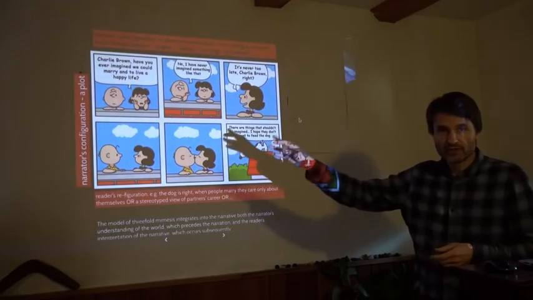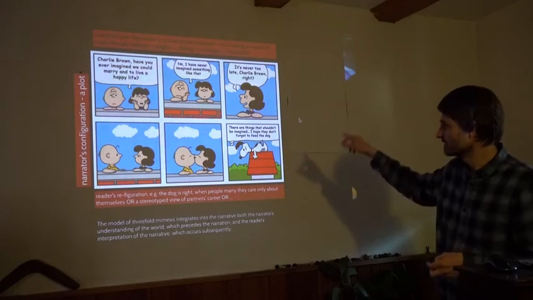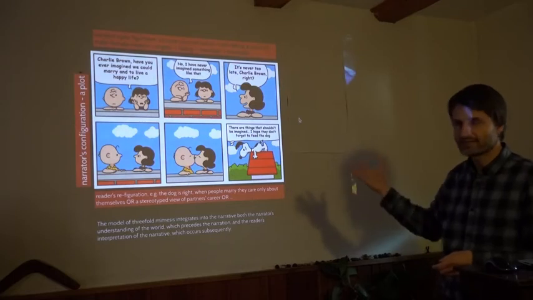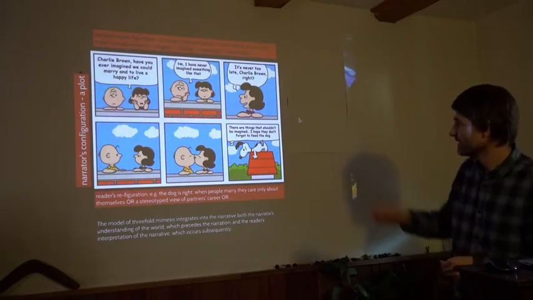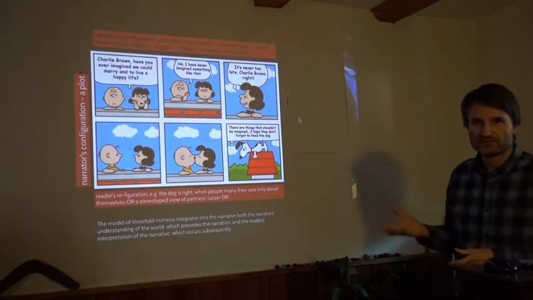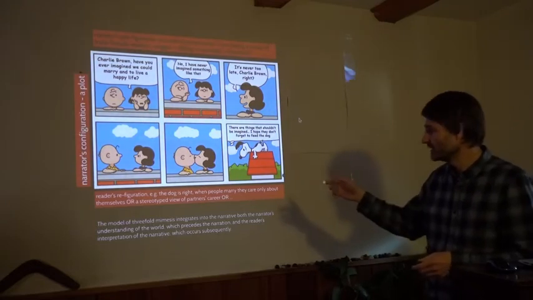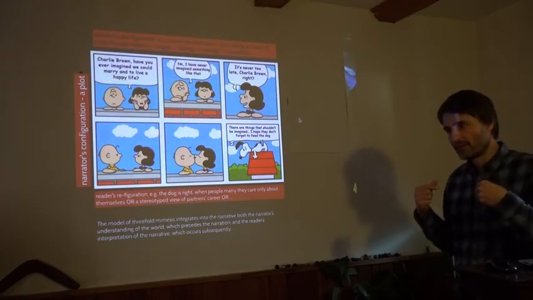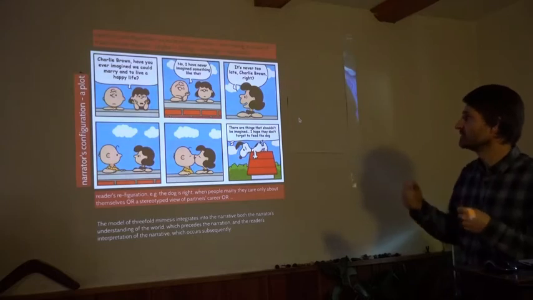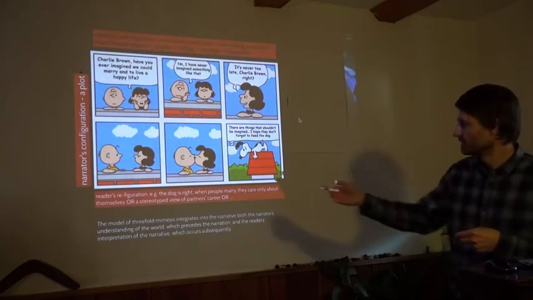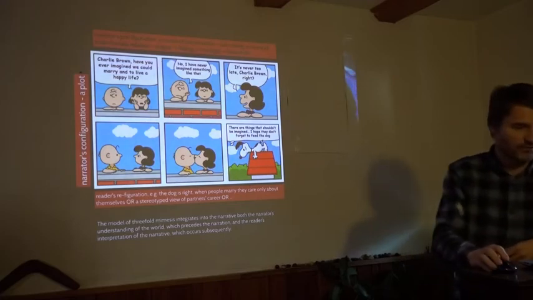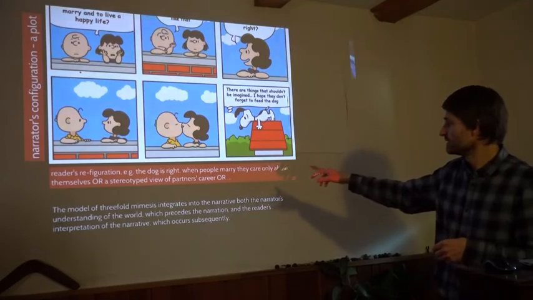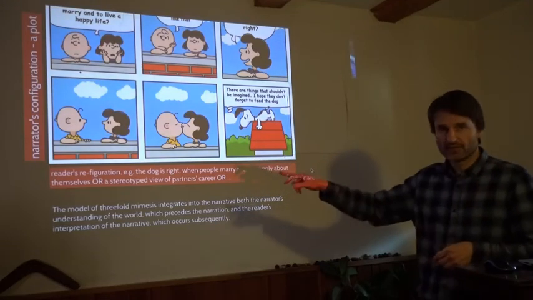The narrator's configuration, the plot, is the strip, the funny or interesting thing. Yes, this is the plot, and the reader's refiguration is how the reader interprets what's going on. It depends of course on the reader, but it could be that the dog is right: when people marry, they care only about themselves.